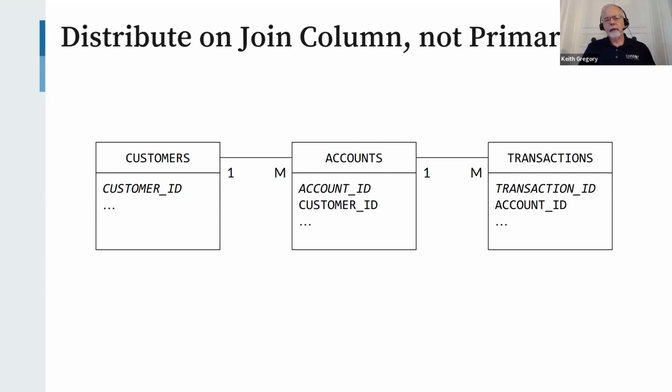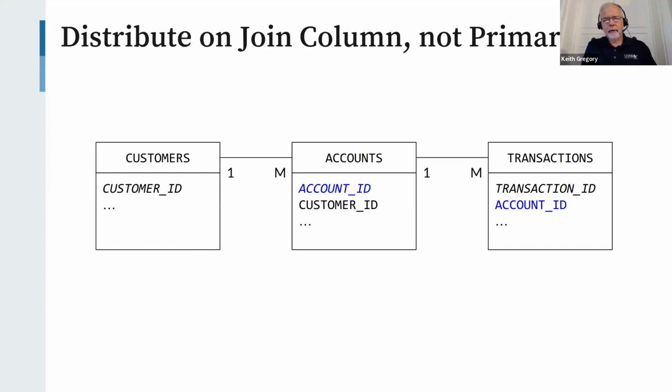So instead, if you're taking a first pass, and this is only the first pass, you might say, okay, accounts and transactions are big joins. We're doing that all the time. So we'll distribute both of them on account ID. And now joins between those two tables can proceed in parallel. And you'll still have to redistribute anything that joins to customers based on customer ID.